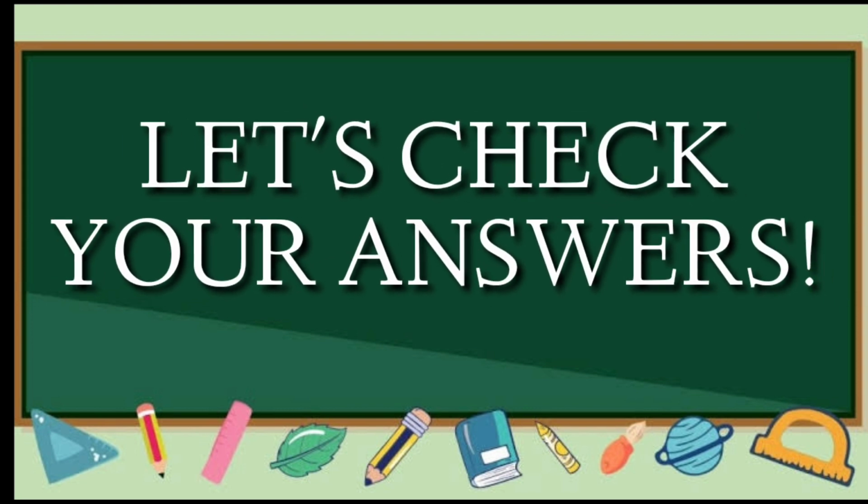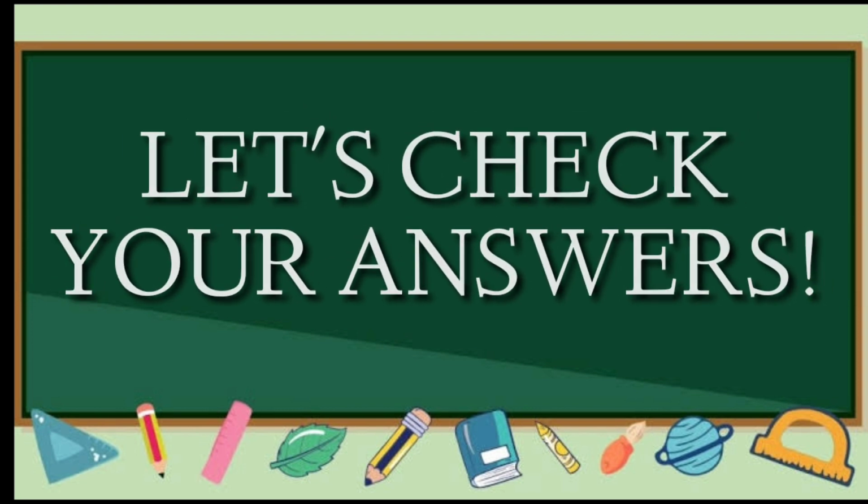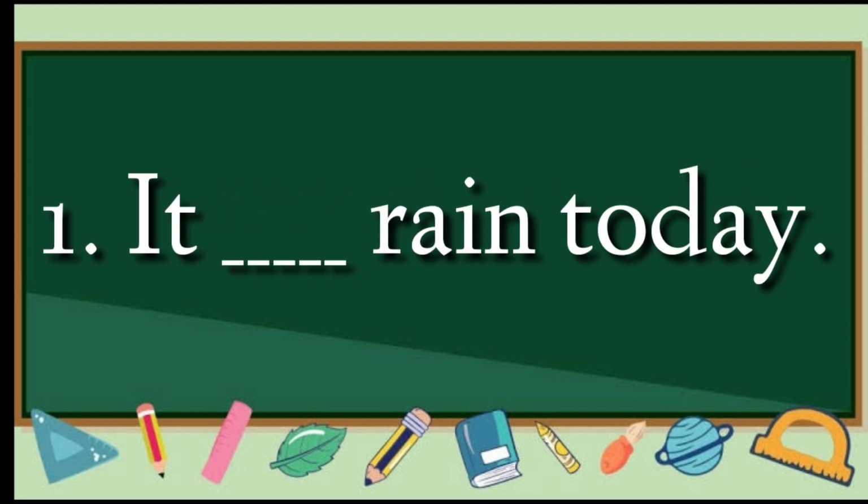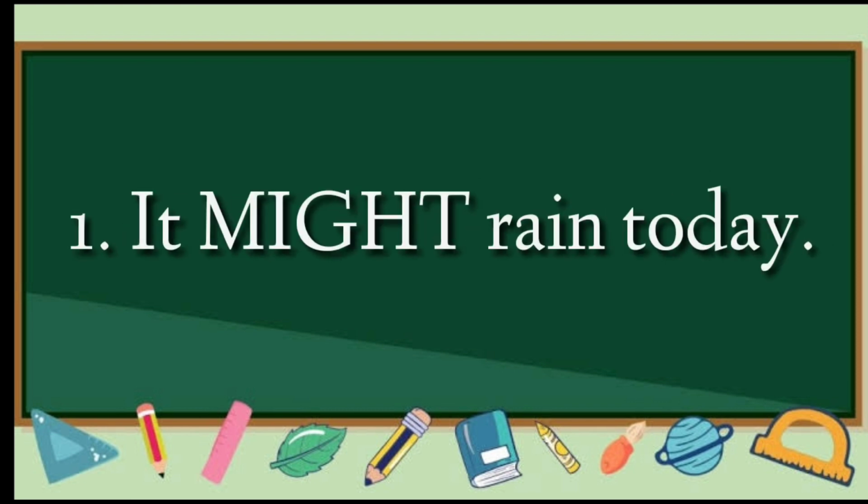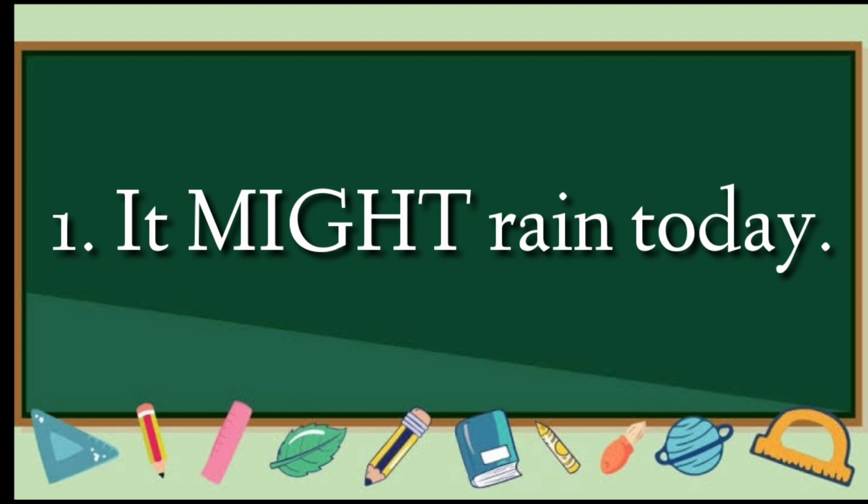Time's up. Let us now check your answers. For number 1, the correct answer is might, because there's no assurance mentioned in the sentence that indicates uncertainty. Did you get it right? Good.